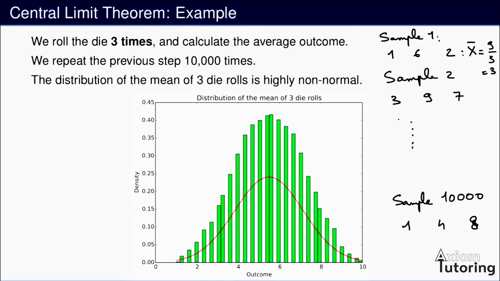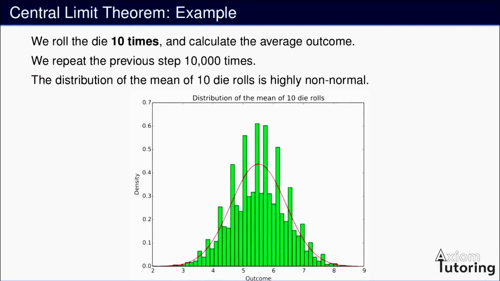And here, if we were to compare to a normal distribution with the same mean and the same variance, we can see that this would be the corresponding normal distribution. When I look at the normal distribution with the same mean and variance compared to the green distribution, we can see that they're very, very different, even though you have this general bell shape. So in this case, we would say that the distribution of the mean of 3 die rolls is not normal.